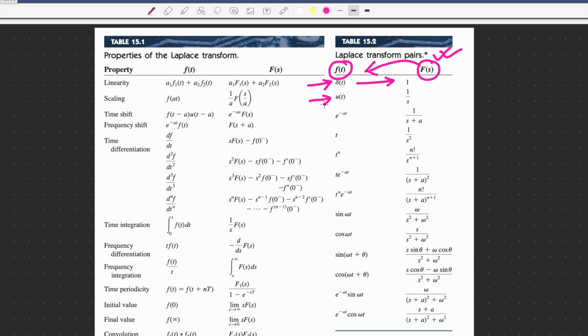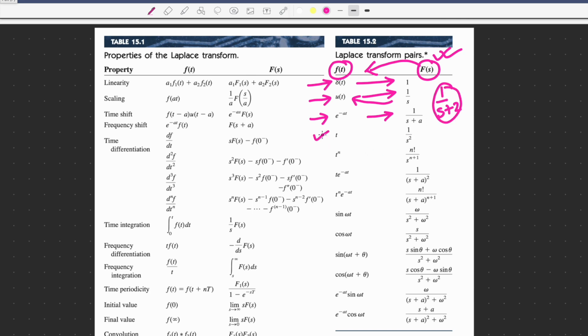Then the second function is u of t, which I have also done in the last video. u of t is the unit step function and the Laplace transform is 1 by s. So if you get anything like 1 by s, you can convert it into a unit step function. Similarly, for e to the power minus at, the Laplace transform is 1 by s plus a. So if you have something like 1 by s plus 2, we can convert it into e to the power minus 2t.